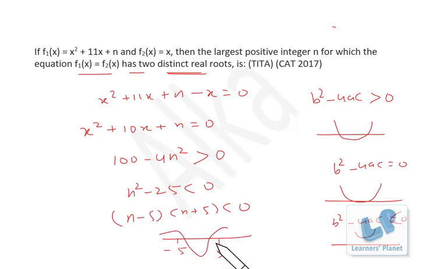Now since we are looking for integral values of n, they are minus 4, minus 3, minus 2, minus 1, 0, 1, 2, 3, 4. That's it. At minus 5 and 5, this will be 0. But we are looking for two distinct roots. So we need to skip minus 5 and 5, both of them. Right? So 1, 2, 3, 4, 5, 6, 7, 8, 9, total 9 values will be there. And since this was a TITA problem, you need to calculate it accurately. Okay? Then only you will get the correct answer. Full marks. Okay? So I hope this thing is clear to you.